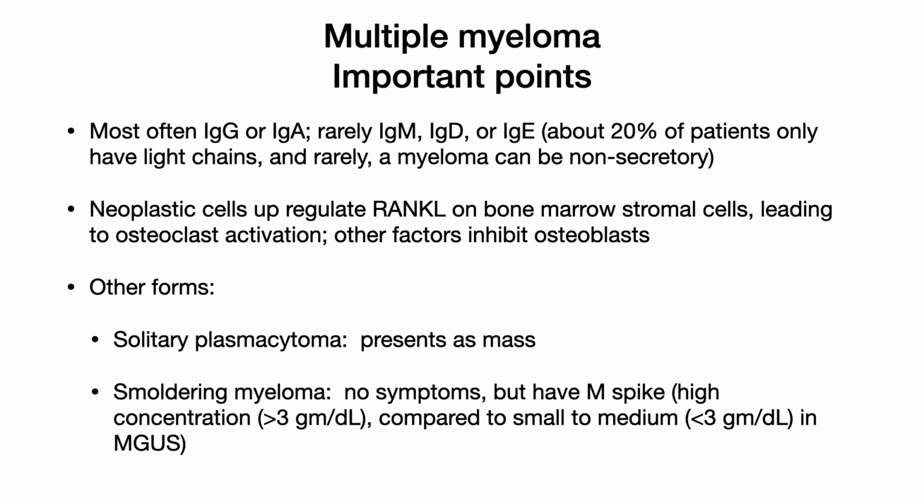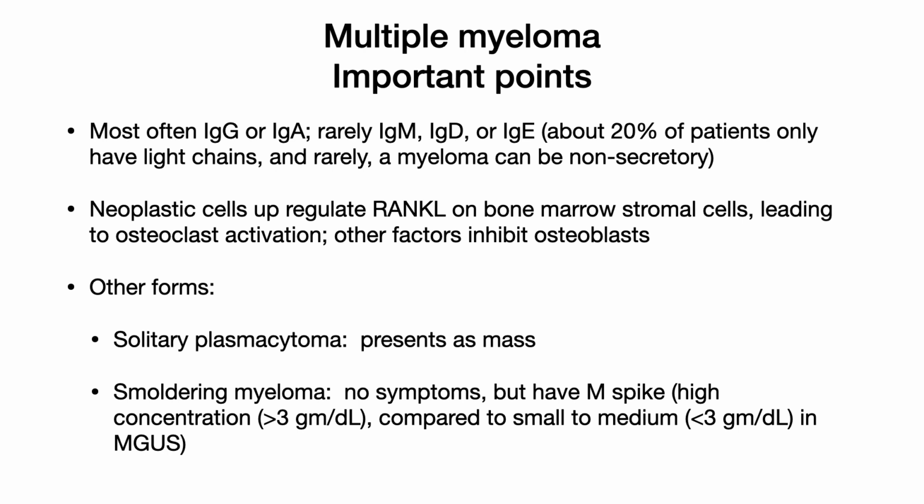The neoplastic cells upregulate RANKL, and RANKL is going to stimulate osteoclast activity, so you're going to get a breakdown of bone. You can also see, like I mentioned, solitary plasmacytoma, where you see a neoplastic proliferation of plasma cells, but it forms a mass.